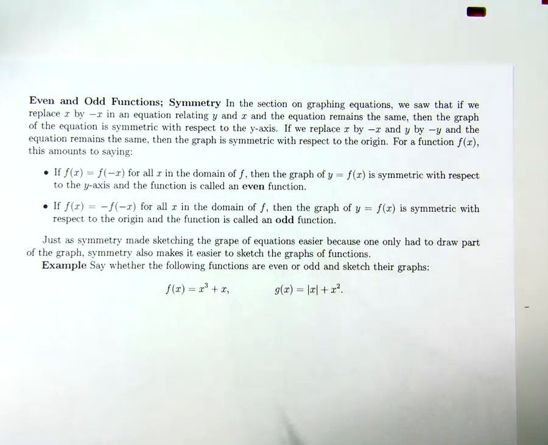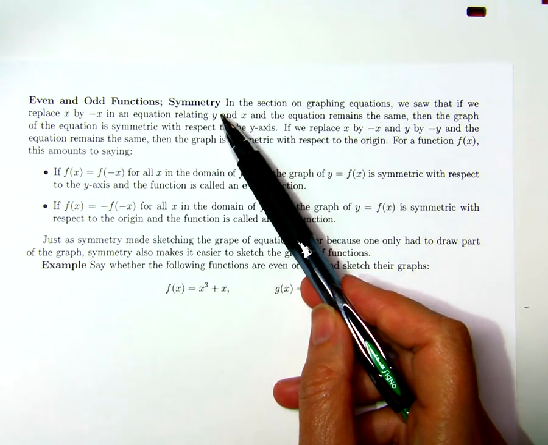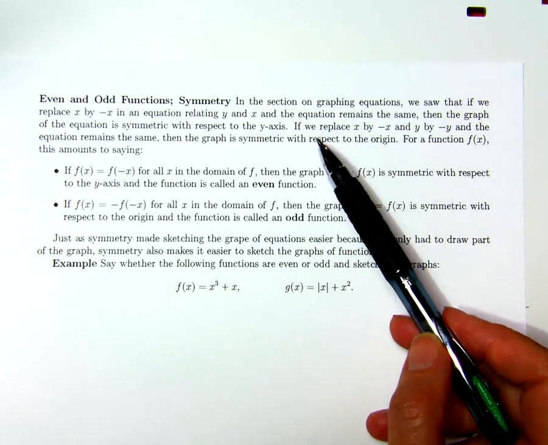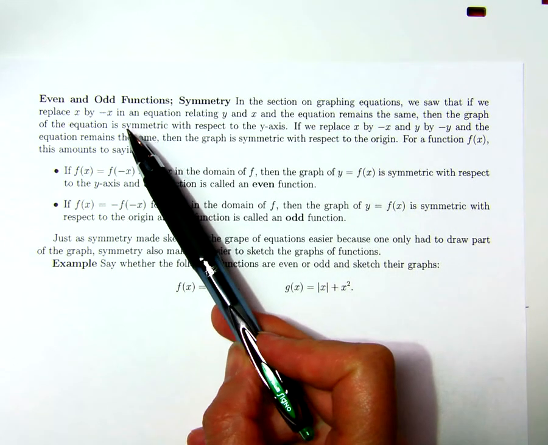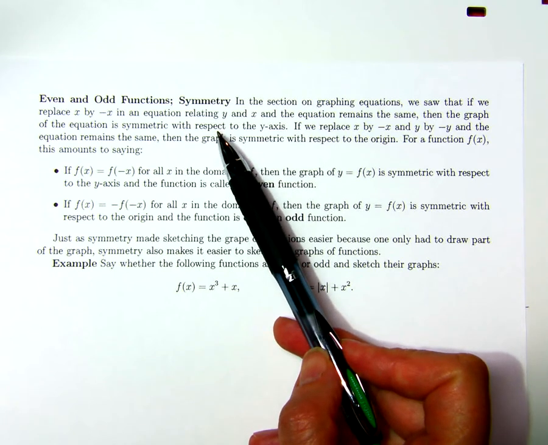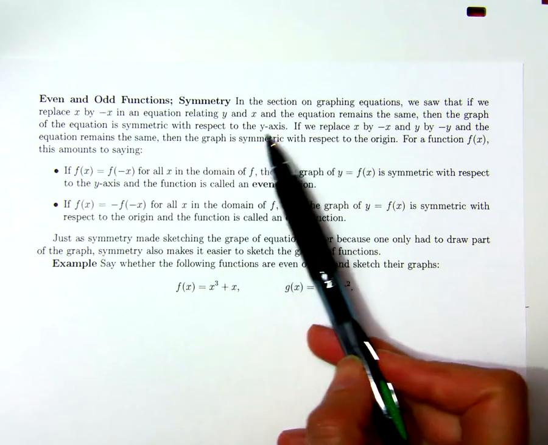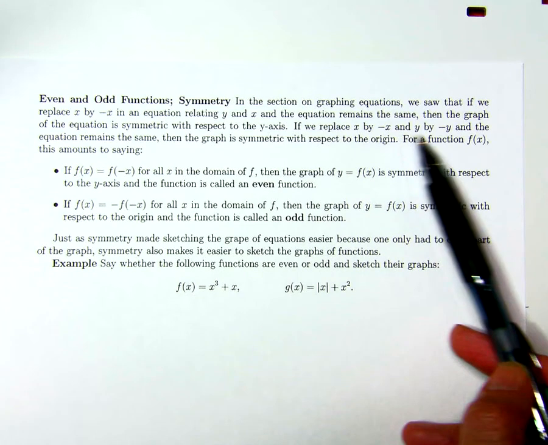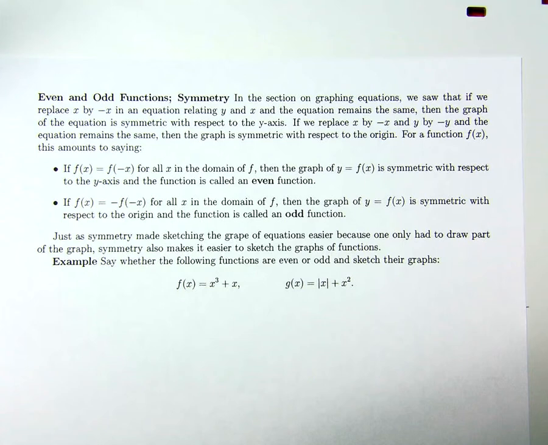Recall that when we were graphing equations, we found it was very useful to identify symmetry in equations because it reduced the amount of work in graphing. And so if we replace x by minus x in an equation relating y and x, and the equation remains the same, then we know the graph is symmetric with respect to the y-axis. And if we replace x by minus x and y by minus y and the equation remains the same, then we have symmetry through the origin.